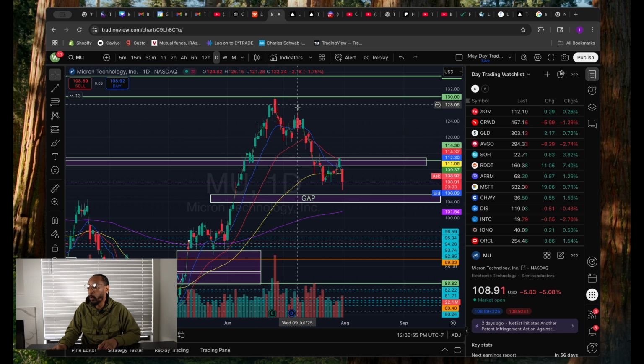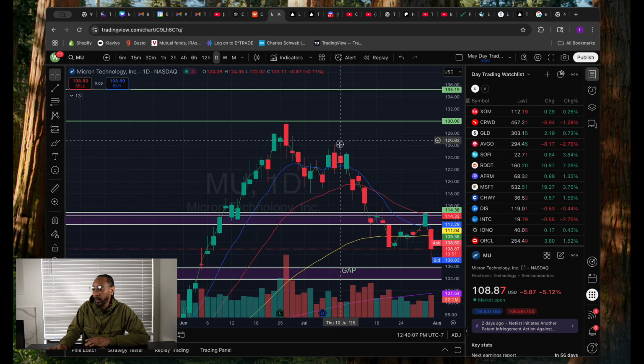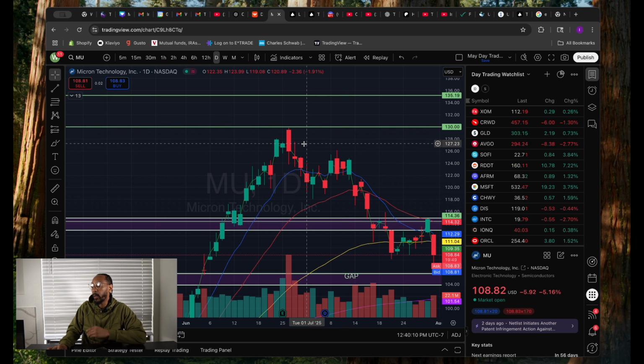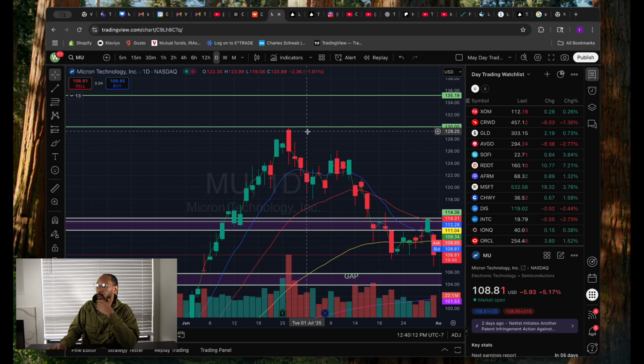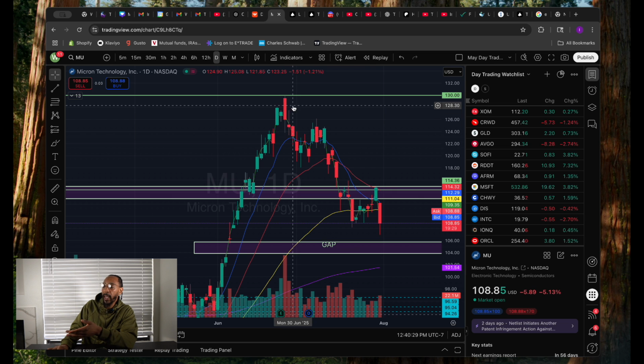Now what actually, this was earnings right here, this day right here. So it doesn't show that it gapped up, but it did, because look, it closed at 127, it opened at 129, and then it came down. And it closed below where it opened, and then it never got back up there. It tried to, and then it came lower. So now we're in a downtrend. So this was the exhaustion gap up here.